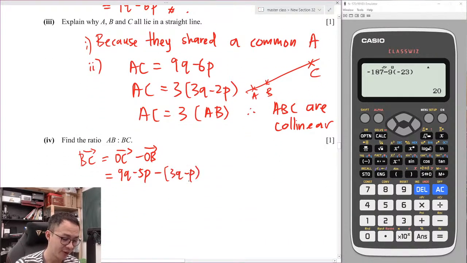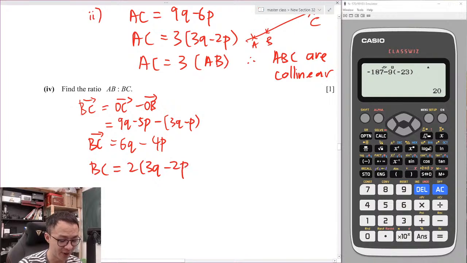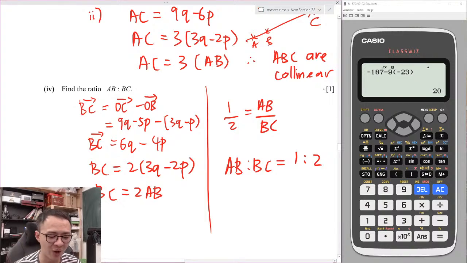3q minus p. So I have 9q, sorry, minus, I have 6q minus 4p equal to BC. Then I can factorize out the 2 here, it becomes 3q minus 2p, which is AB. So BC equals 2AB. Then I just write them as a fraction, AB over BC. So AB ratio BC equals 1 ratio 2. This is 1 mark.